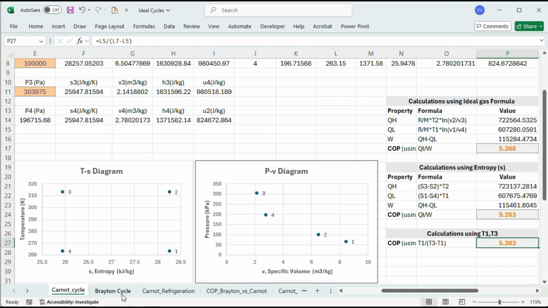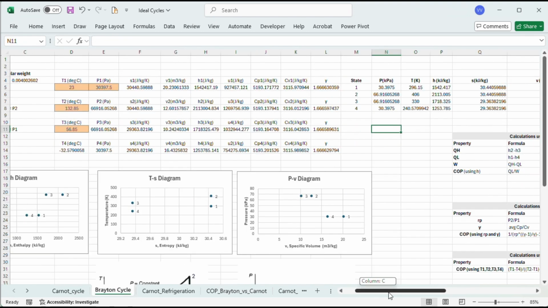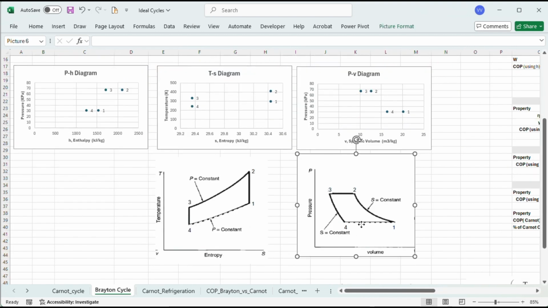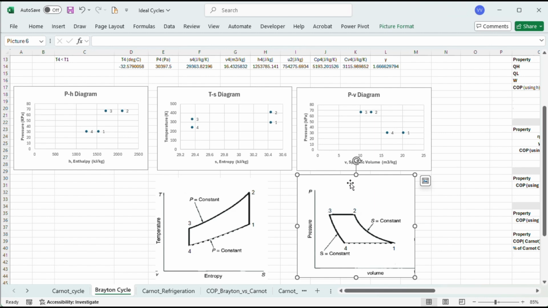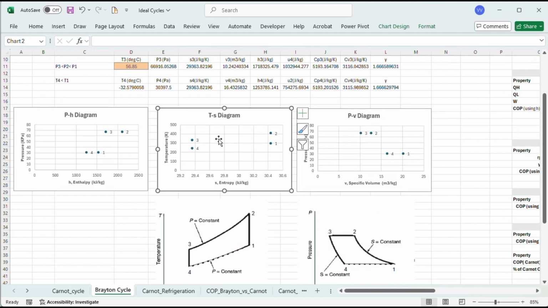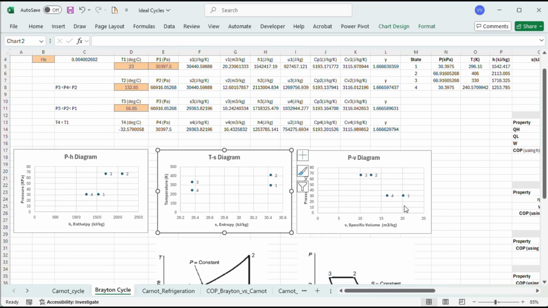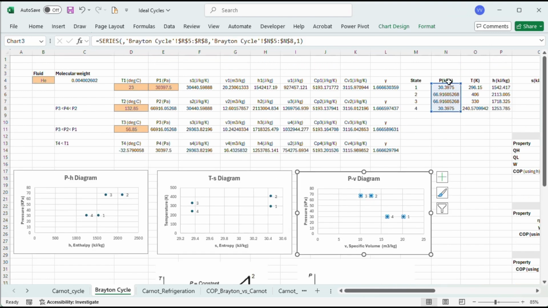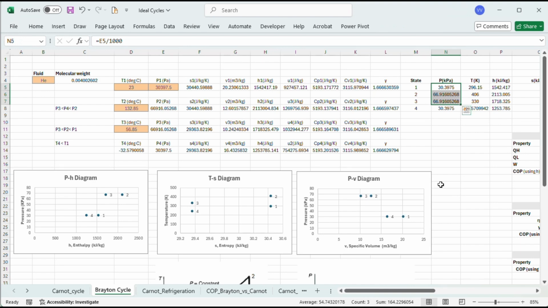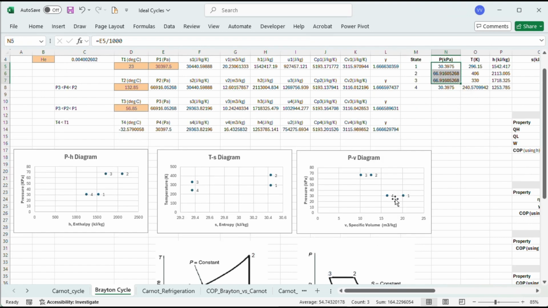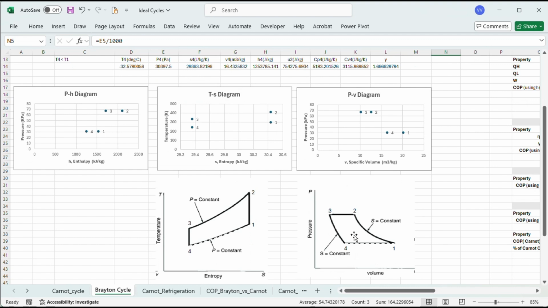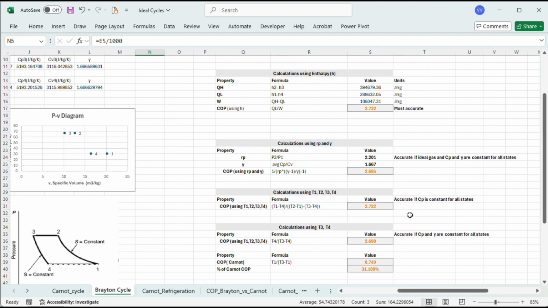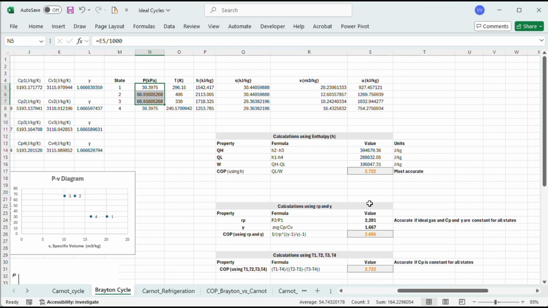Okay, now let's look at Brayton cycle. So Brayton cycle again, this is how the cycle looks from textbooks. So we tried to create that ourselves using the Excel file here. So there are four states calculated, the P, T, S, H, all of those charts are in here, and the PV diagram too. And again, we calculate COP using different methods. We calculated using enthalpy method, where QH, QL, and W are calculated based on the enthalpy.